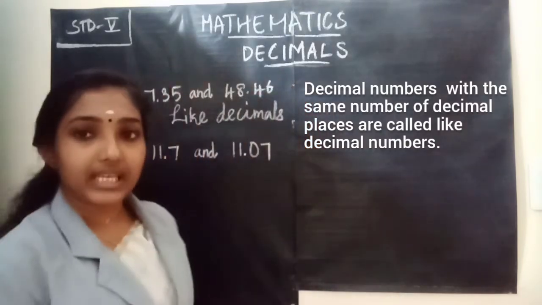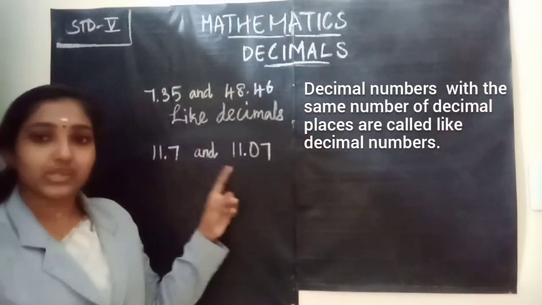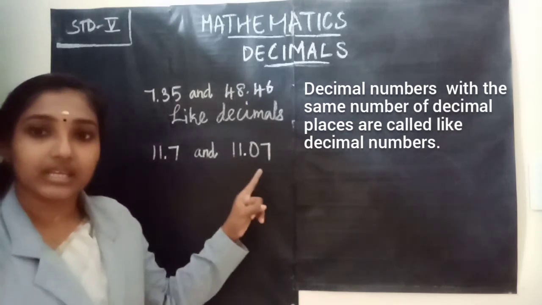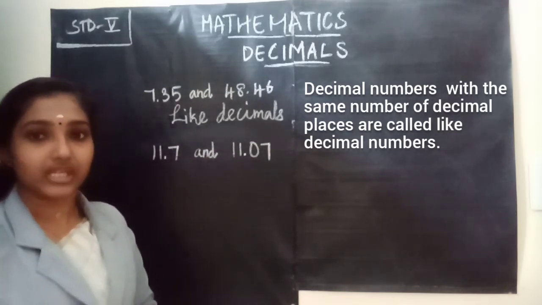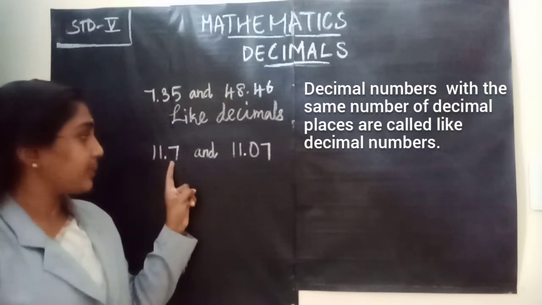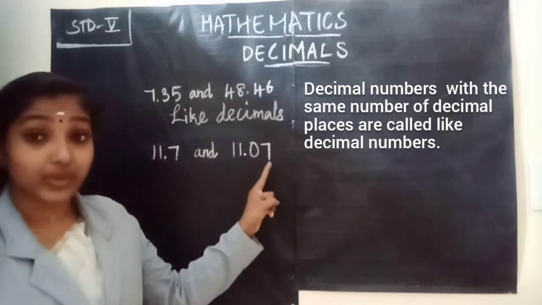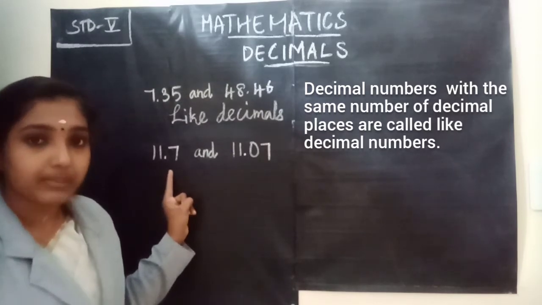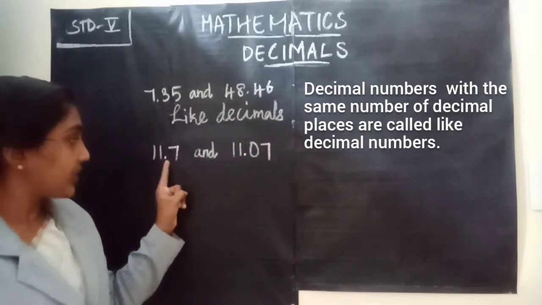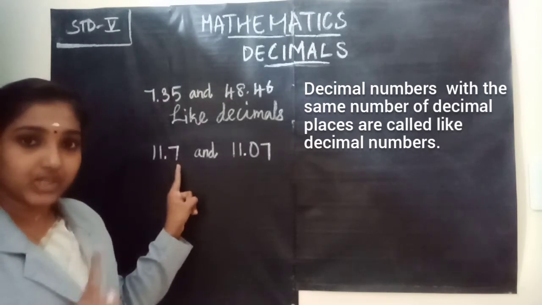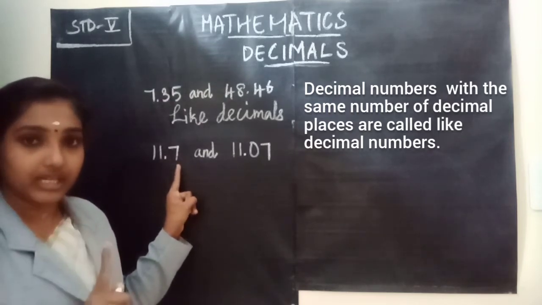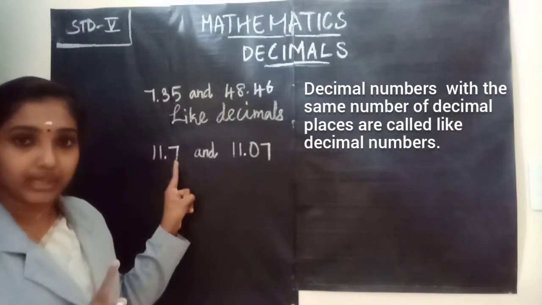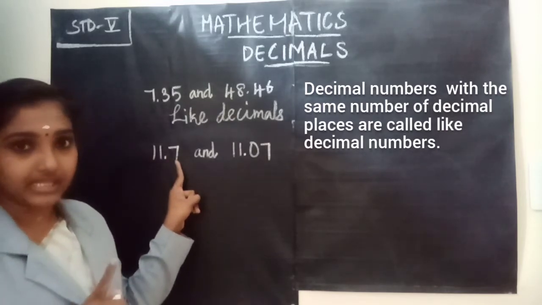Okay, and see the next numbers, 11.7 and 11.07. In the first number 11.7, how many decimal places are there? After the decimal, we can see only one digit. So there is only one decimal place, right? 11.7, only one decimal place. Only the 10th place is there.